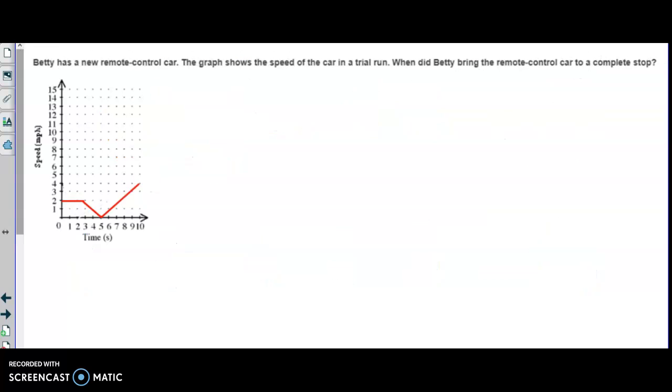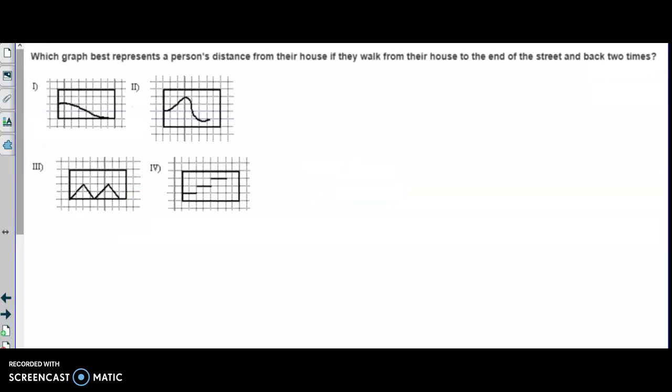All right, Betty has a new remote control car. The graph shows the speed of the car in a trial run. When did Betty bring the remote control car to a complete stop? So if you're at a complete stop, your speed has to be 0, right? So we're going to look over here, and the only time the speed is at 0 is right here at 5 seconds. So just look for when that happens on the graph and tell the time.